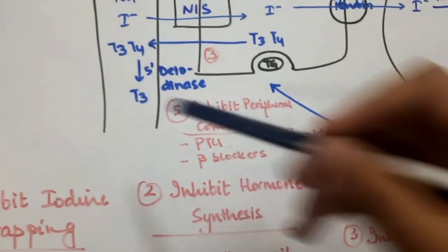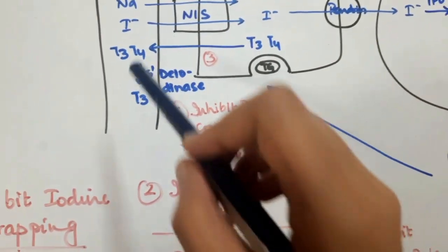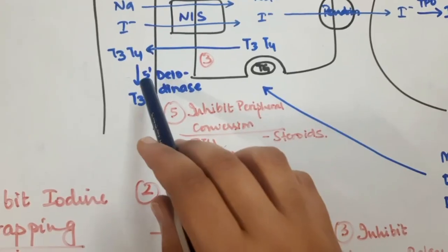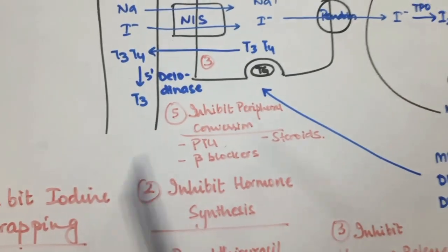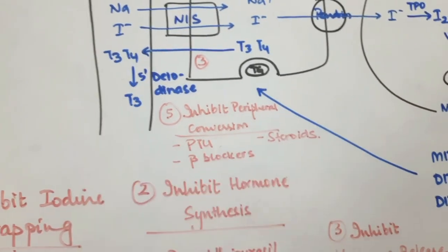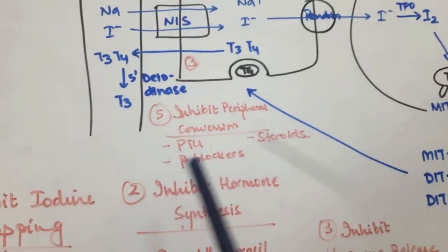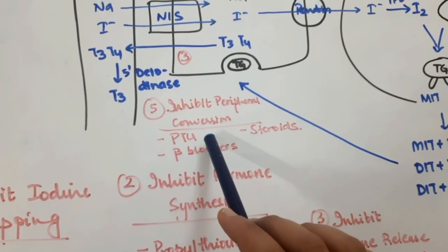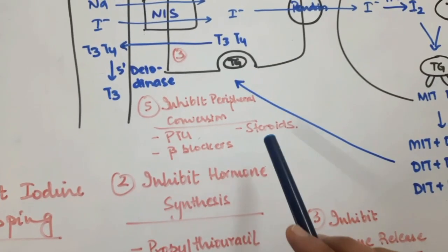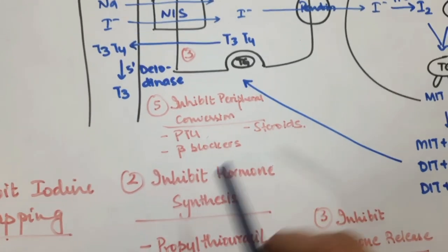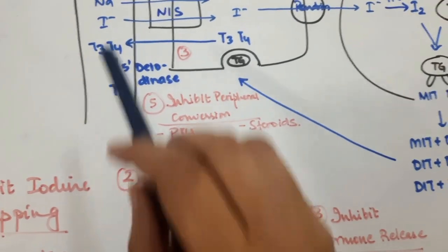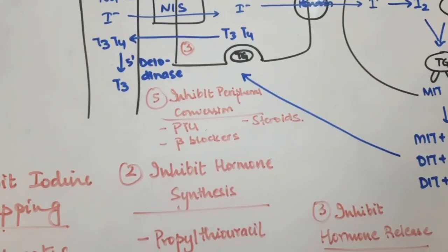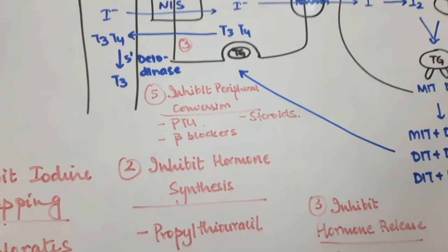This process, this peripheral conversion in the blood from T4 to T3, is mediated by the enzyme 5-deiodinase. This is the enzyme that catalyzes this peripheral conversion. This process is inhibited by these drugs: propylthiouracil, beta blockers and steroids. These are the drugs which will inhibit peripheral conversion of T4 to T3, hence reducing levels of T3 in the blood, or the levels of active thyroid hormone in the blood.